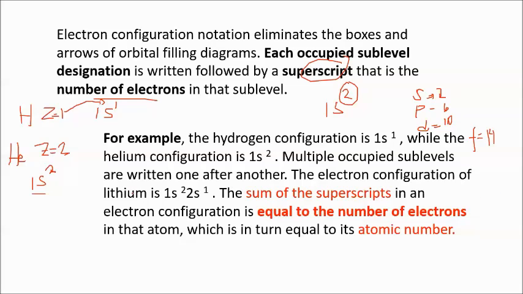The electron configuration of lithium is 1s2, 2s1. Lithium has 3 electrons, an atomic number of 3. So when distributing, 1s2 first, the maximum, fill up the 1s first. And then 2s1. So 2 plus 1, the superscripts, is equal to 3, where 3 is the atomic number.